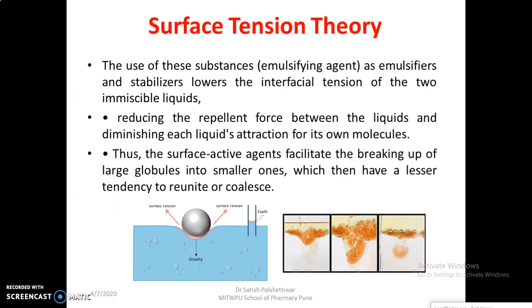So the first theory is the surface tension theory, where we use these substances, emulsifying agents, as an emulsifier, a stabilizer we could say. We lower the interfacial tension of two immiscible liquids. Look at this. Now if you want to mix oil, it could be fixed oil, volatile oil, mineral oil, or oleoresin, because there are four types of oil used for pharmaceutical purposes. Fixed oil like vegetable oils, then volatile oil like turpentine, mineral oil that is paraffin oil, then oleoresin. They are the four types of oil.